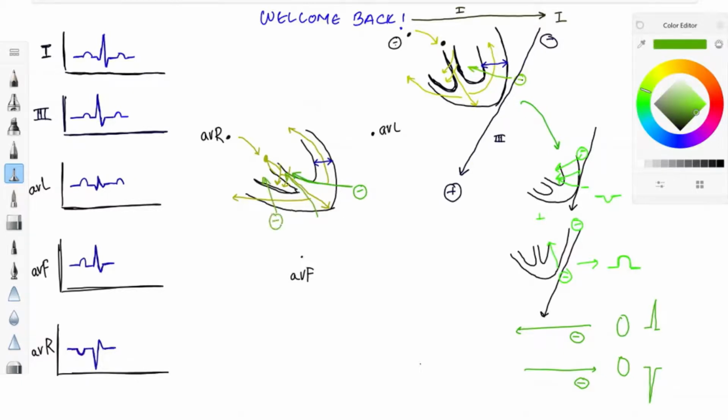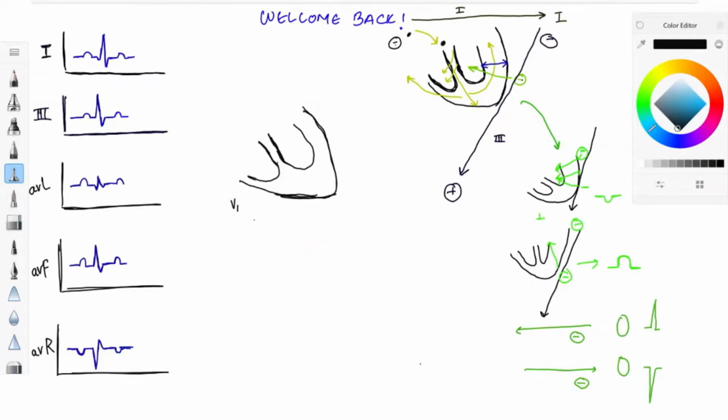So a negative current that's going towards AVR is going to be detected as negative. A negative current going away from AVL is going to be detected as positive, and a negative current going away from AVF is going to be positive. And that is why you can see that these three leads are drawn the way I did them.